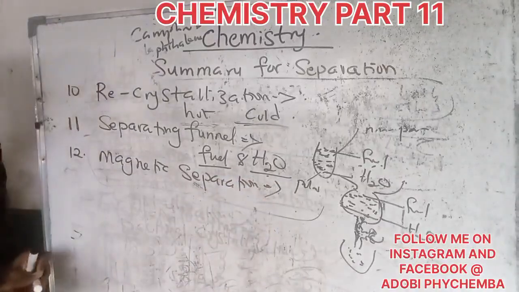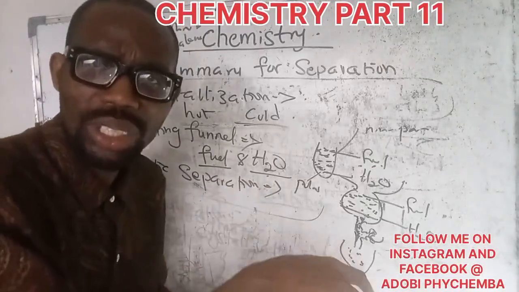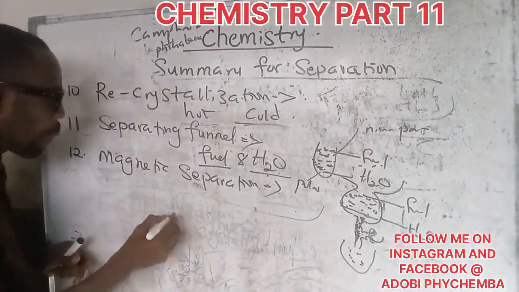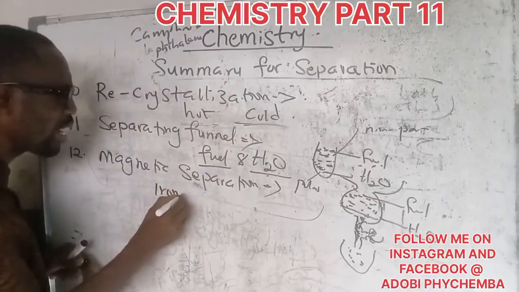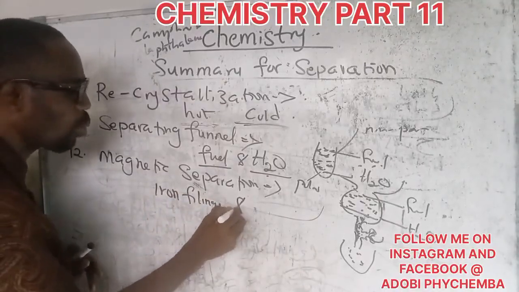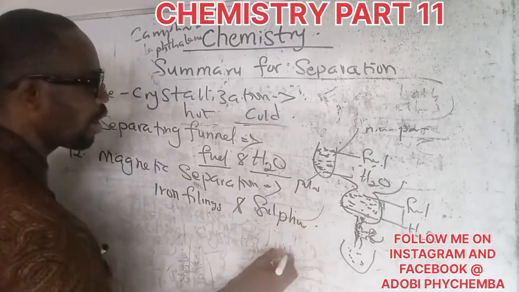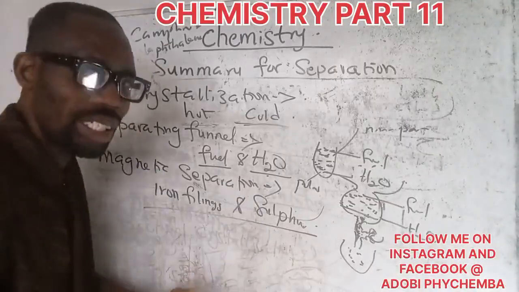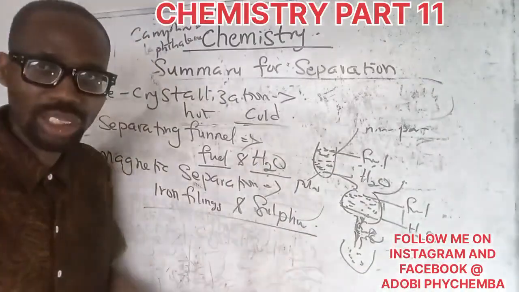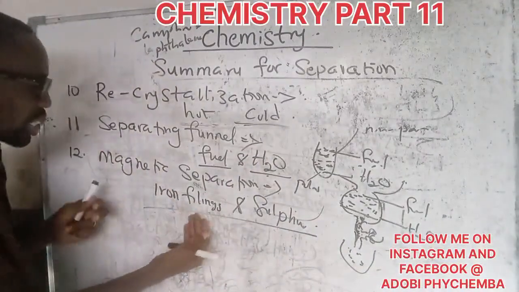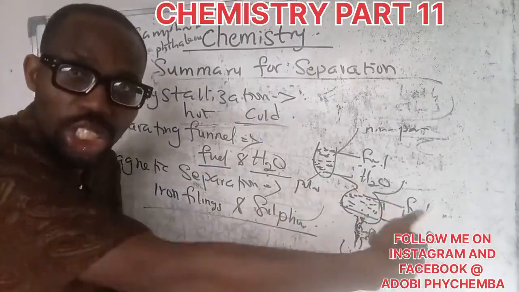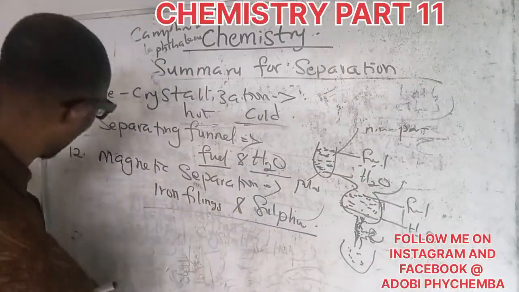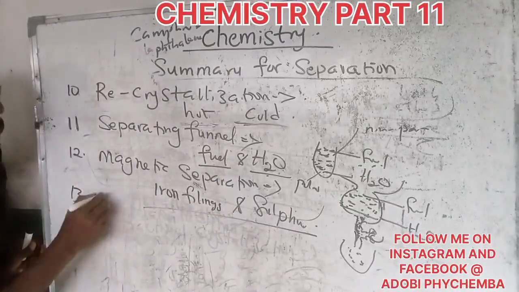Magnetic separation is a kind of separation in which you separate magnetic substances from non-magnetic substances. An example is the separation of iron filings and sulfur. It can also be used in the separation of impurities from tin ore, so it makes your work easier. When you do that, you are carrying out magnetic separation. Number 13, we look at precipitation.